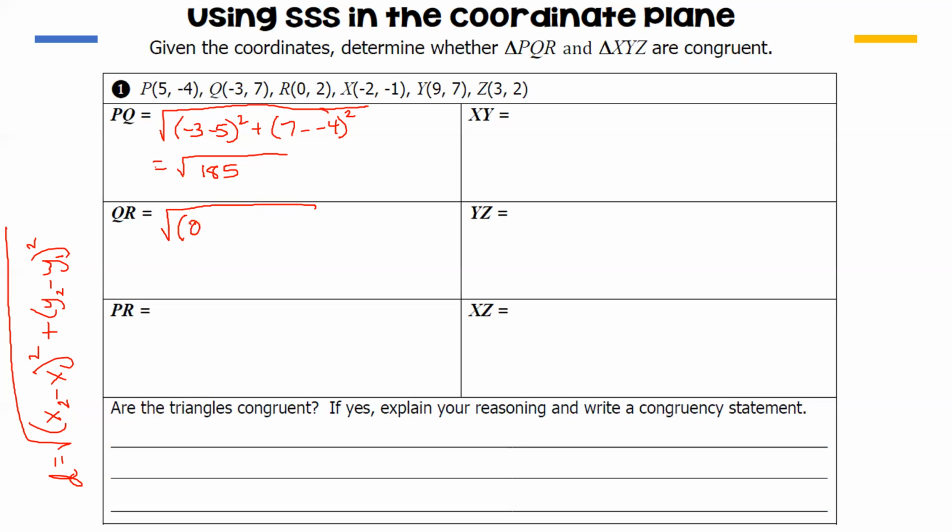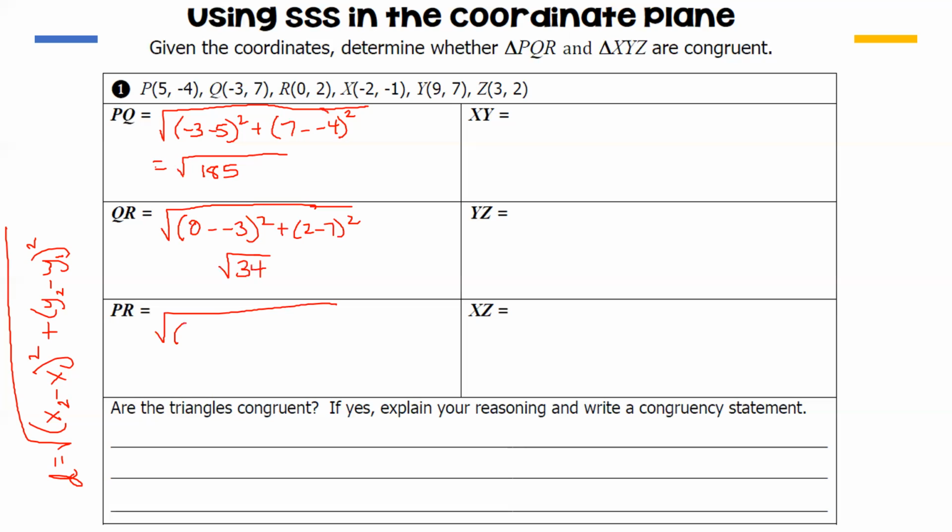So let's see, 0 minus -3 squared, 2 minus 7 squared. Well, 0 minus -3 is really 3. 3 squared is 9. 2 minus 7 is -5. -5 squared is a positive 25. 9 and 25 is 34. So QR is the square root of 34.